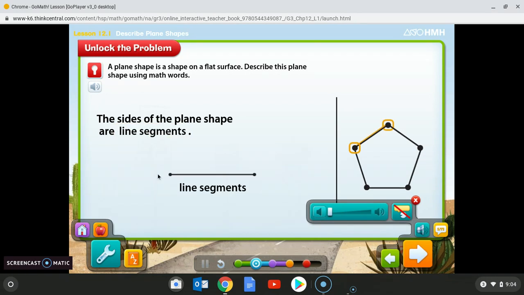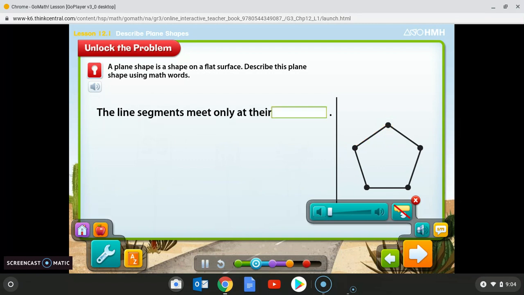So look at these sides. These sides are called line segments. Do you see the 2 end points followed by a line in the middle? That's actually called a line segment. So instead of calling it a side, line segments are what we are going to use to describe these plane shapes. So line segments meet only at the endpoints.